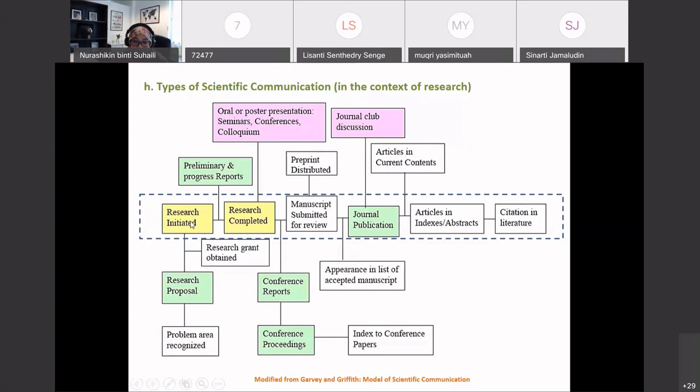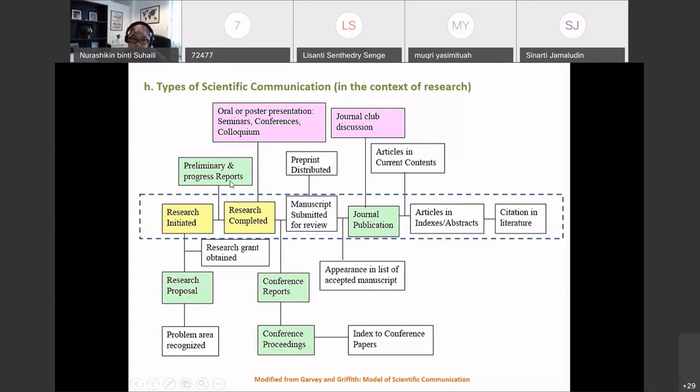Once you complete the research, in the middle of the research, you should report progress. Okay, preliminary and progress reports. Even in your FYP 1, you are expected to prepare a research proposal, and you are expected to start some preliminary work. You have to start entering the lab and do some basic work. And at the end of semester 1, you have to report your progress. You have to prepare a progress report. So that is in the middle of the research. Okay, so that is a communication that exists during the research.